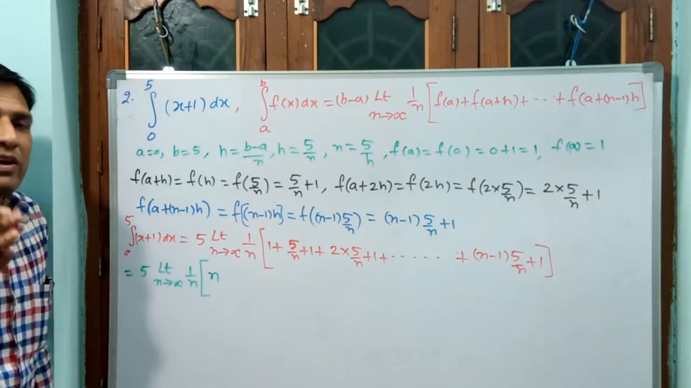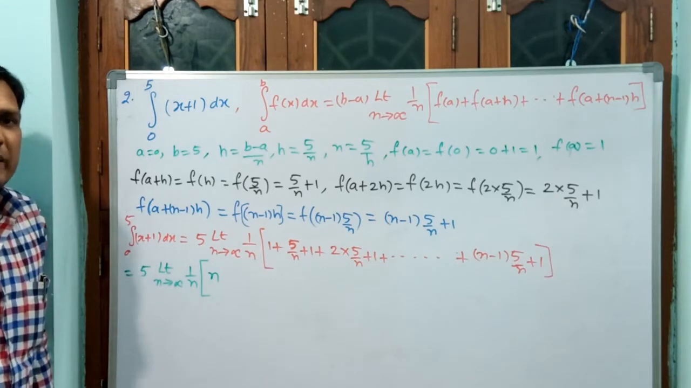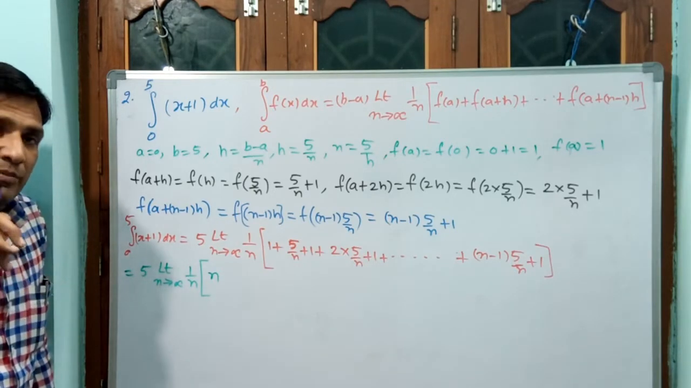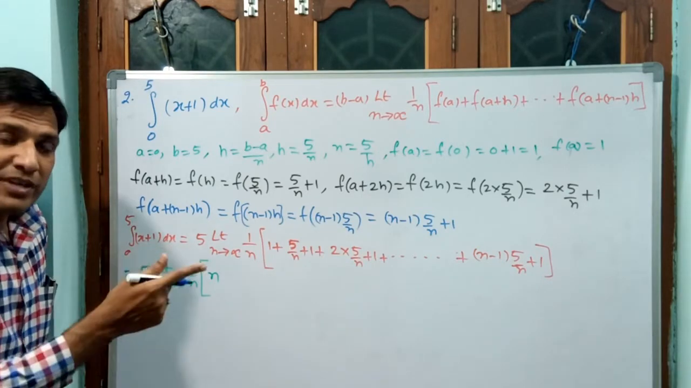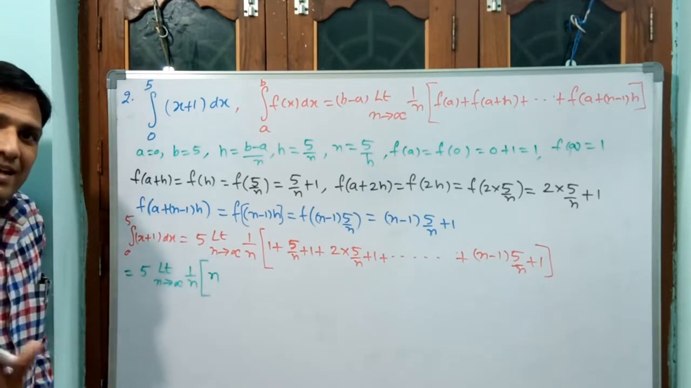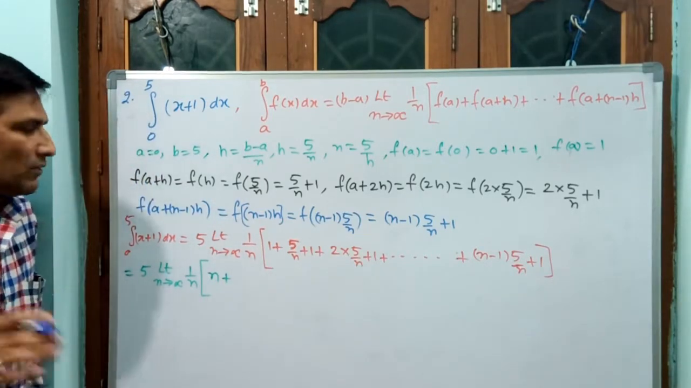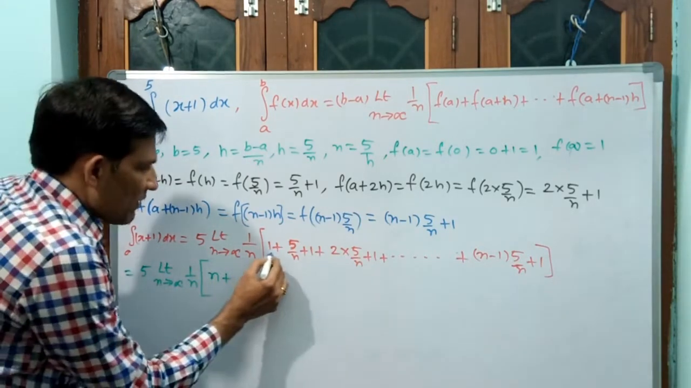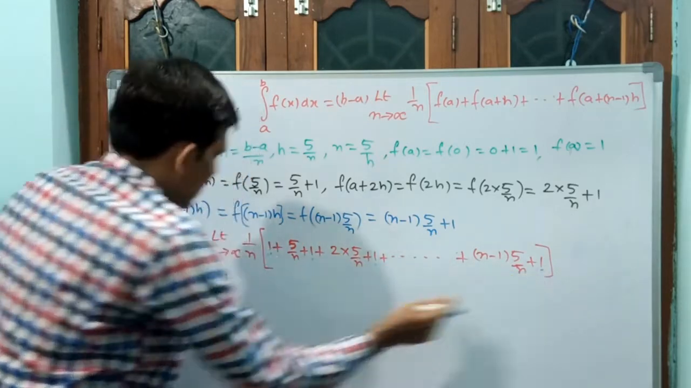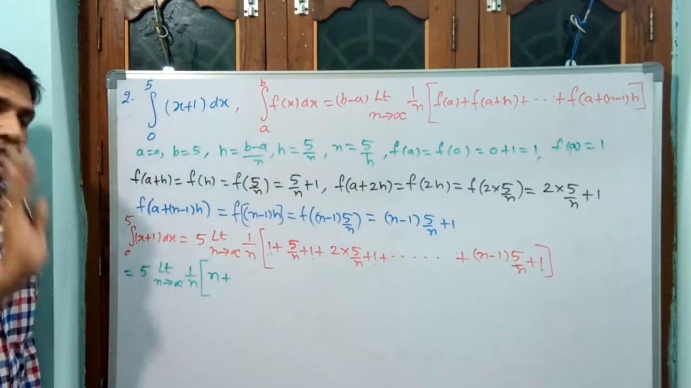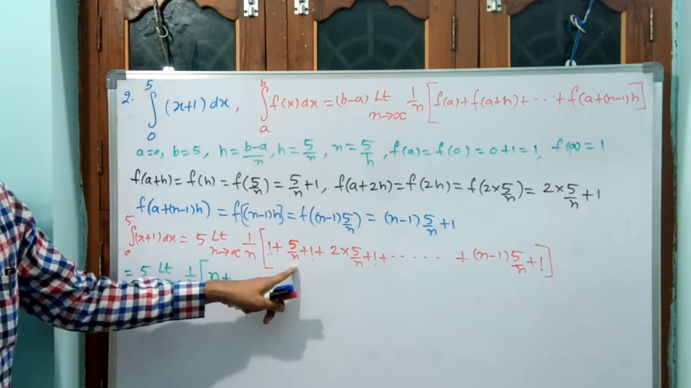If 10 times 1 is there, 1 plus 1 plus 1 plus 10 times, 10 into 1, that means 10 will come. Here 1 into n means n only will come. That is the logic. We cannot do anything. That means I have replaced this 1 with n. Now you see, 5 by n is also there.